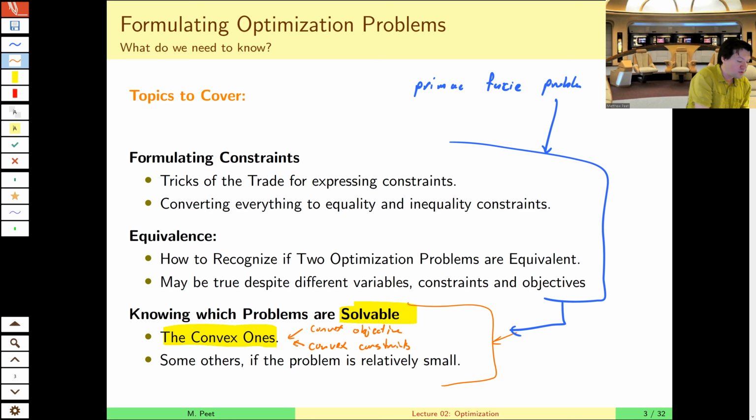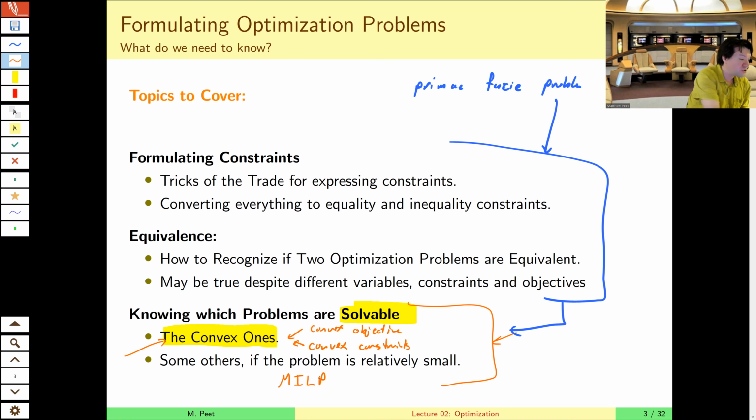So in this class we're almost entirely going to be dealing with convex optimizations with a few exceptions. For example, in the first homework we have some non-convex optimization problems. And so I hesitate to say only convex optimization problems are solvable, because there are some other ones which are solvable for reasonably sized problems. The most well-known is the mixed integer linear program problems, but we'll come back to that later.